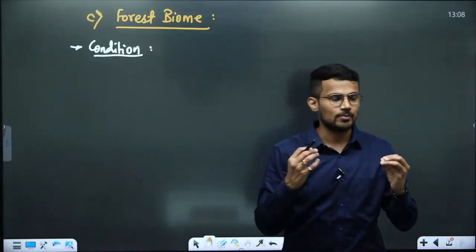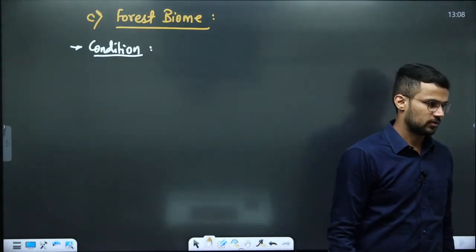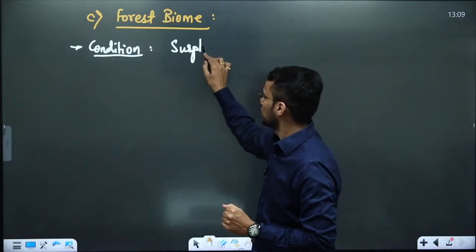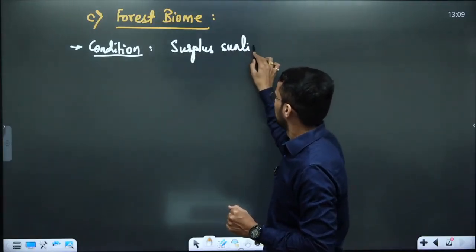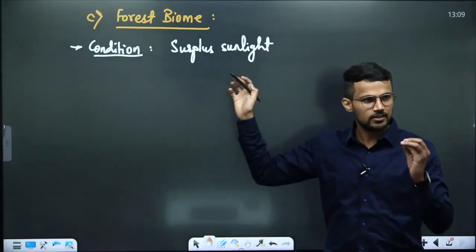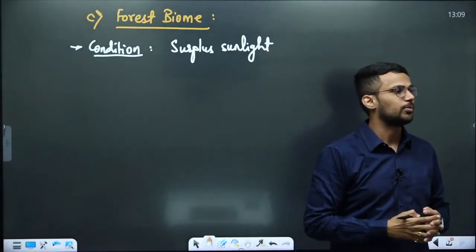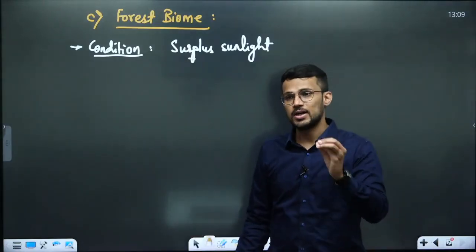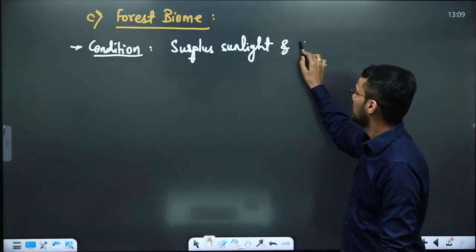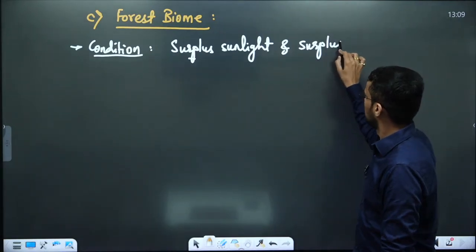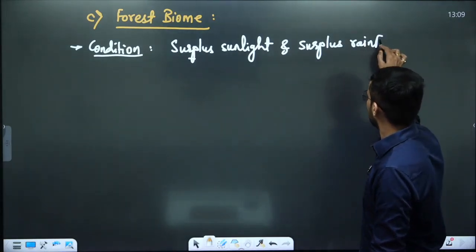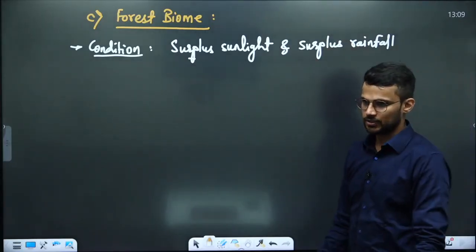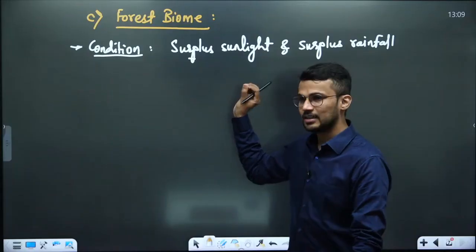No, I am asking about sunlight and precipitation, sunlight and rainfall. Surplus sunlight, yes or no? Right? If there is forest in this area, that means vegetation would be dominant. For vegetation to be dominant, we should have availability of enough sunlight. So surplus sunlight and surplus rainfall or precipitation, whatever you want to call it. Surplus sunlight and surplus precipitation. Okay, so that is the condition.